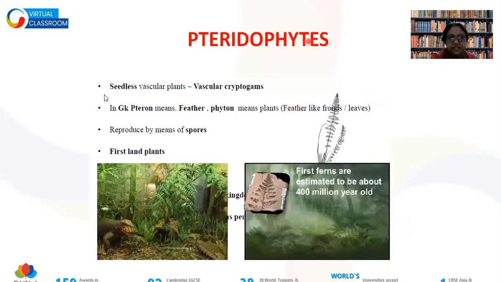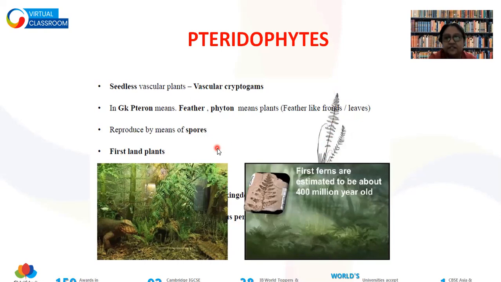So this is the seedless vascular plant. Although it is a vascular plant, it doesn't have the seed. Here, pteron means feather. This name of pteridophyta is majorly due to the leaf structure they have. These plants generally have a leaf structure which is very much similar to the feather of the bird. You can see here this type of leaf. And they are the plants which were predominating in Jurassic age. If you watch Jurassic Park movies, you can see lot of this type of plants.